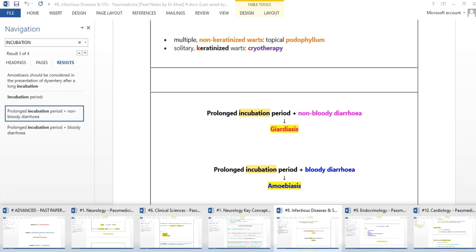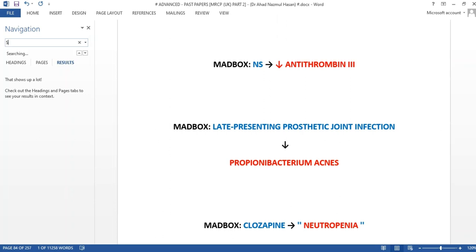So how to differentiate between Shigella and Salmonella? Rose spots, step ladder pattern of fever in Salmonella.